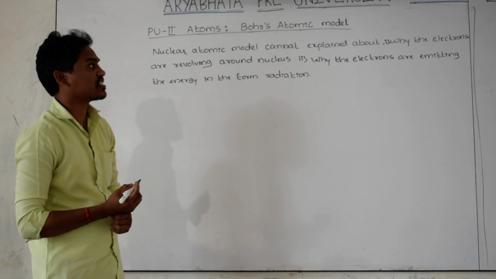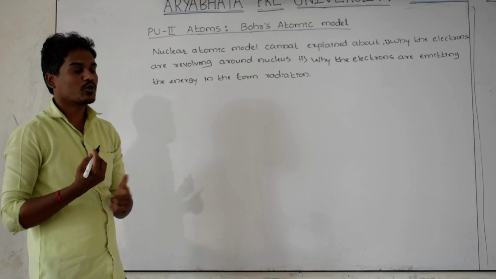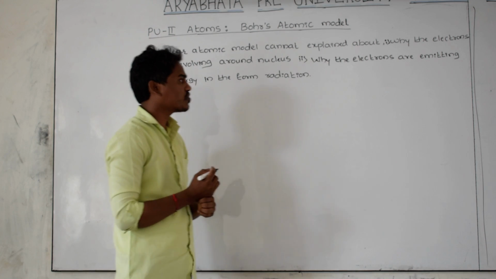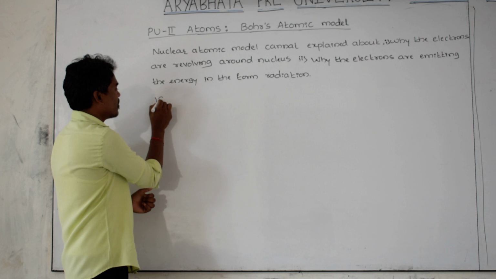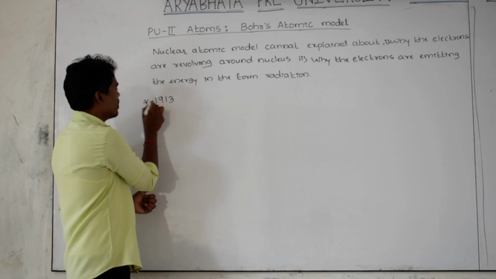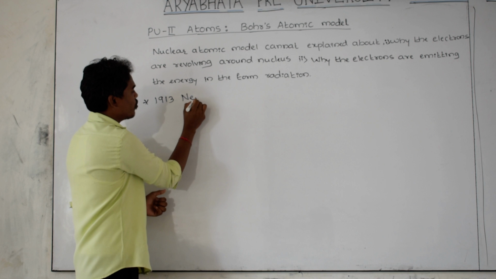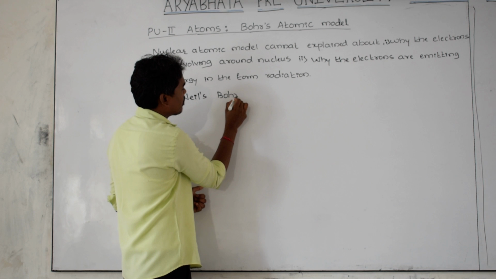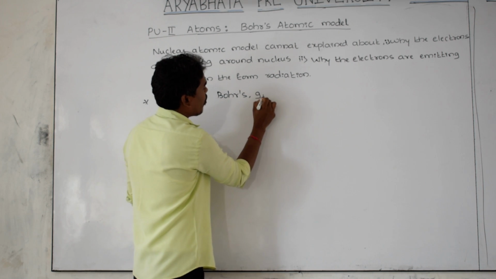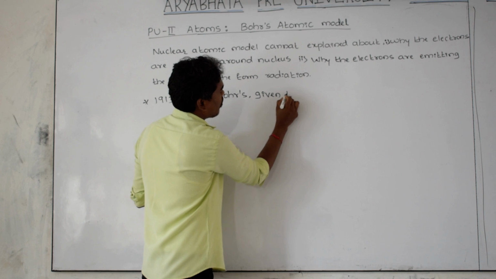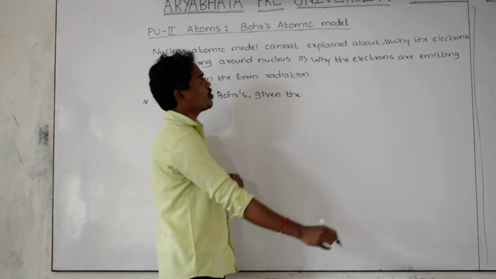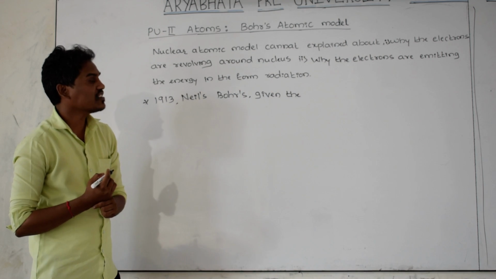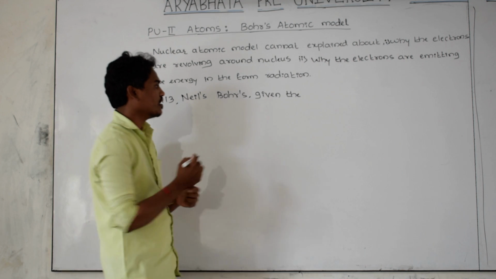The nuclear atomic model is explained by Rutherford. In order to explain these two answers, in 1913, there is a scientist called Niels Bohr. His name is Niels Bohr. He gave a model called Bohr's atomic model. You can call it the hydrogen atomic model, because he has taken the example of the hydrogen atomic model.